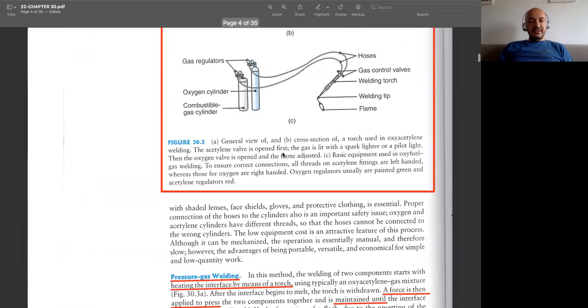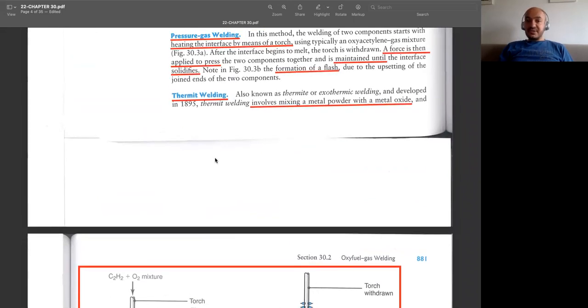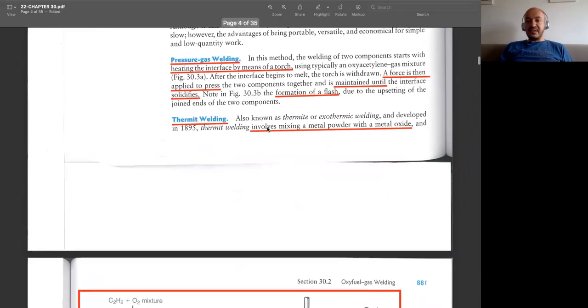And I have another process called thermal welding, and this process is a special one. That is a combination of actually welding and casting processes. So how is that? Let me show you a sketch. But before that, in this welding process, we make use of some powders, metal powders with some metal oxide.